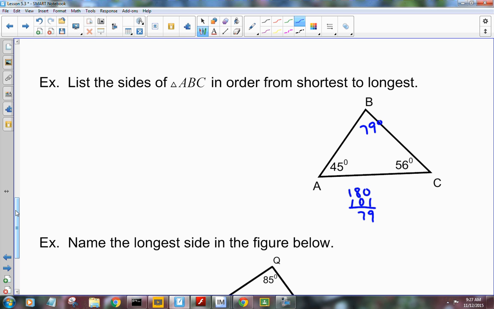All right. So if I want to go from shortest to longest, what's going to be my shortest side? C is my shortest side. Okay. Then what? And then AB. And then AC. Good.